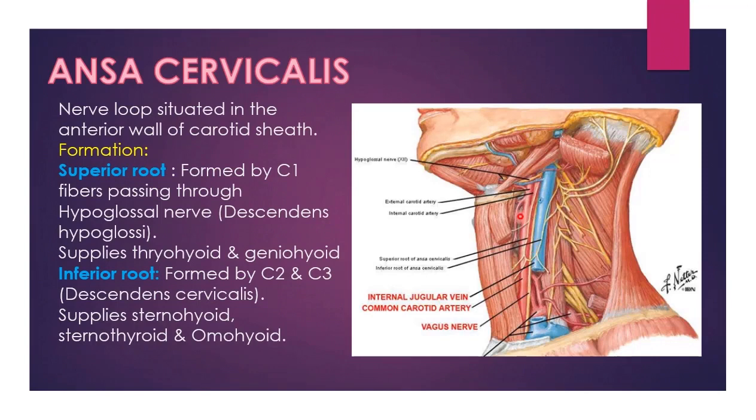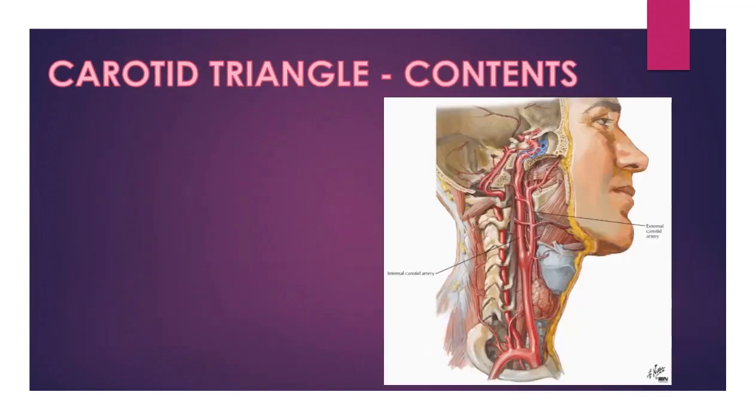You should write its formation: superior root and inferior root. The superior root by C1 fibers, which travel via the hypoglossal nerve, supplies the superior belly of omohyoid. The inferior root is formed by C2-C3 and mainly supplies the sternothyroid and sternohyoid. Descendens hypoglossi also supplies the thyrohyoid and geniohyoid. Next, coming to the other contents of the carotid triangle.